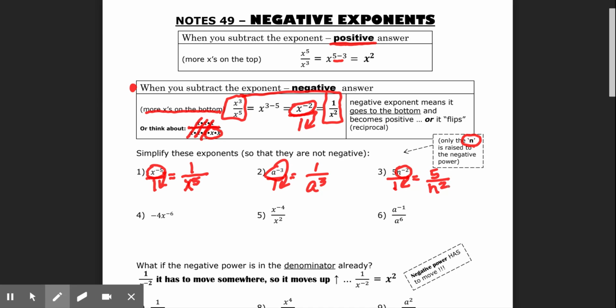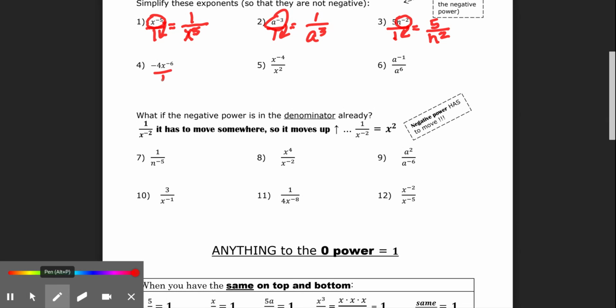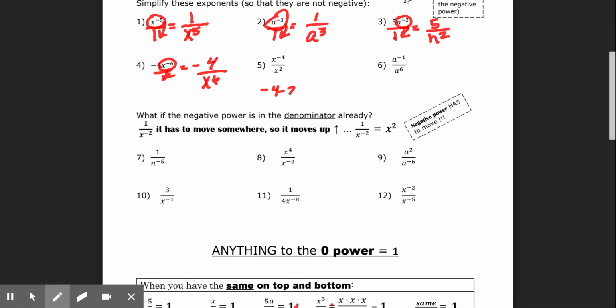So on number 4, let's move this paper up a little bit. On number 4, this is over 1, and we're going to do this the same, in that the x to the negative 6th power is going to go to the bottom. That negative 4 is going to stay in the numerator, so it'll be negative 4 over x to the positive 6. All right, number 5, we have x to the negative 4th divided by x squared. So if we subtract the exponents, that will give us negative 4 minus 2, which gives you negative 6. So this would actually be x to the negative 6th power.